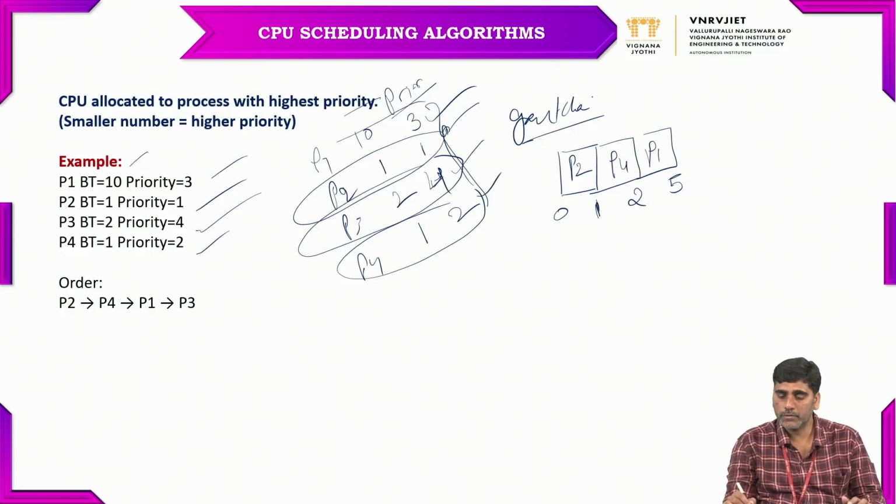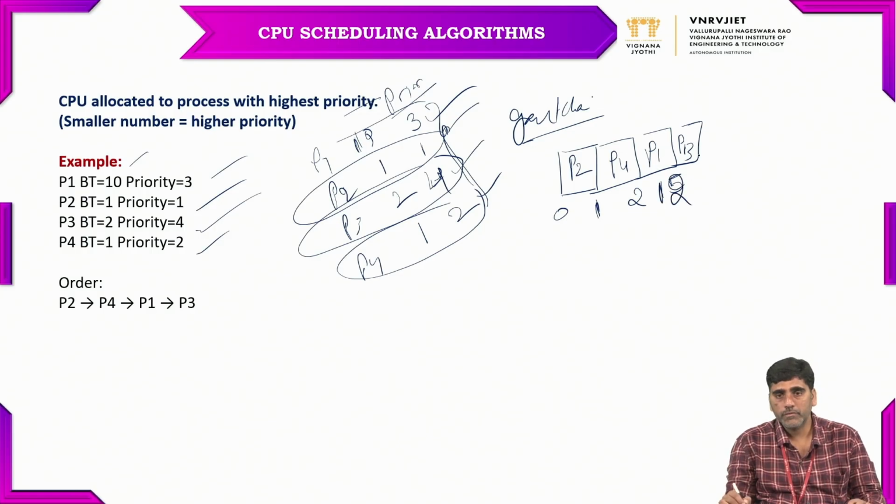So the priority of this process has to move into the queue: P4, P1 and P3. Here you can see the burst time of P2 is 1, which will be added. The burst time of P4 is 1, which will be added to 1, so 1 plus 1 is 2. The burst time of P1 is 10, and that 10 will be added to this one, so 2 plus 10 is 12.